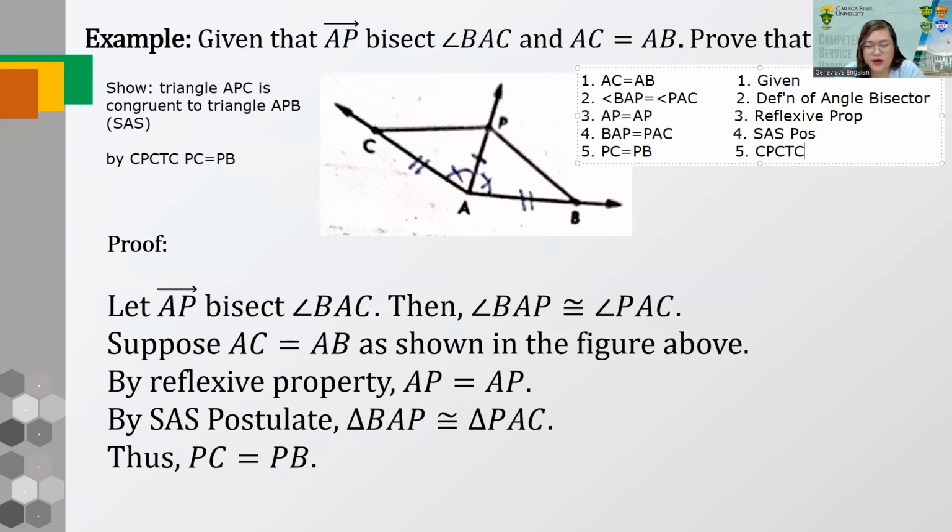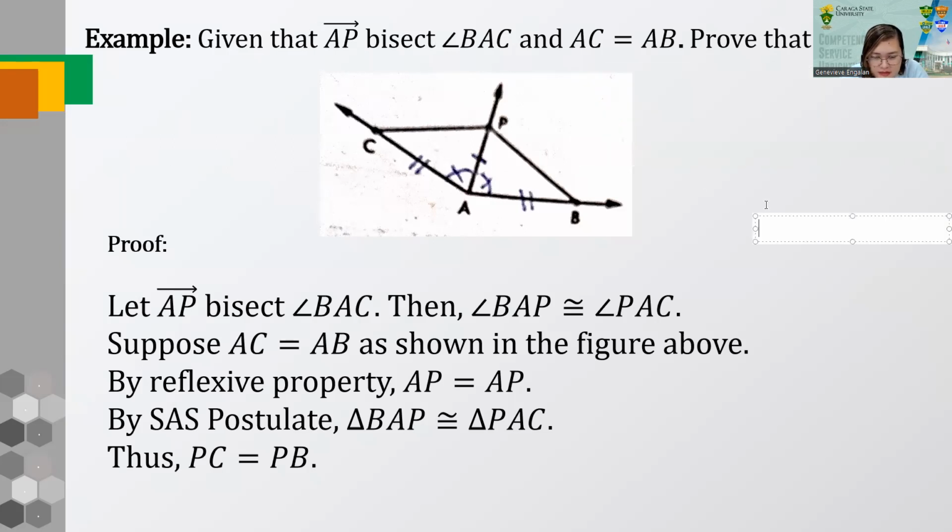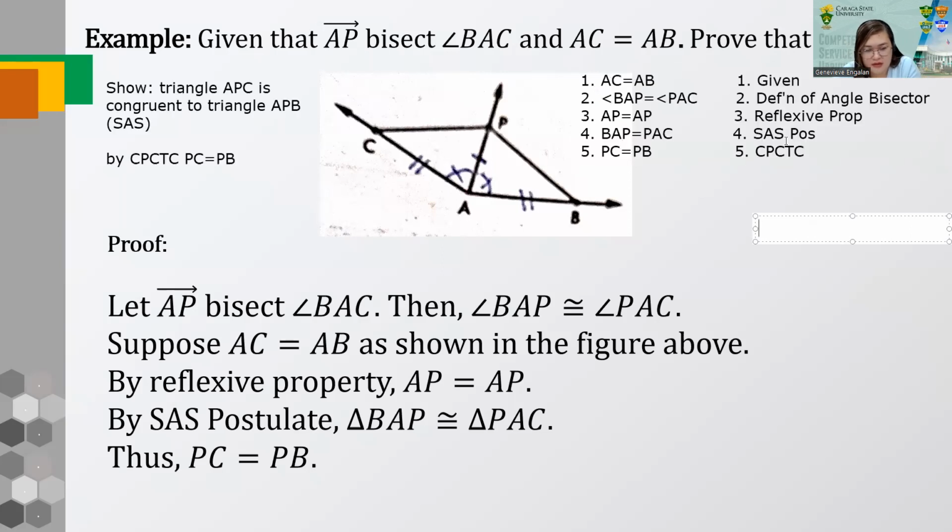Okay, so the two-column proof is easy. By CPCTC, you have PC equal to PB. Okay, understood? Yes, ma'am. Okay, so next.